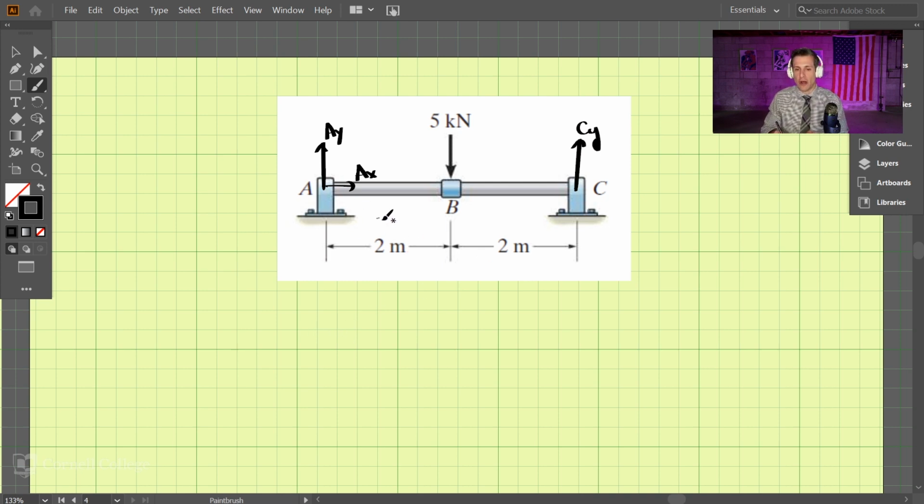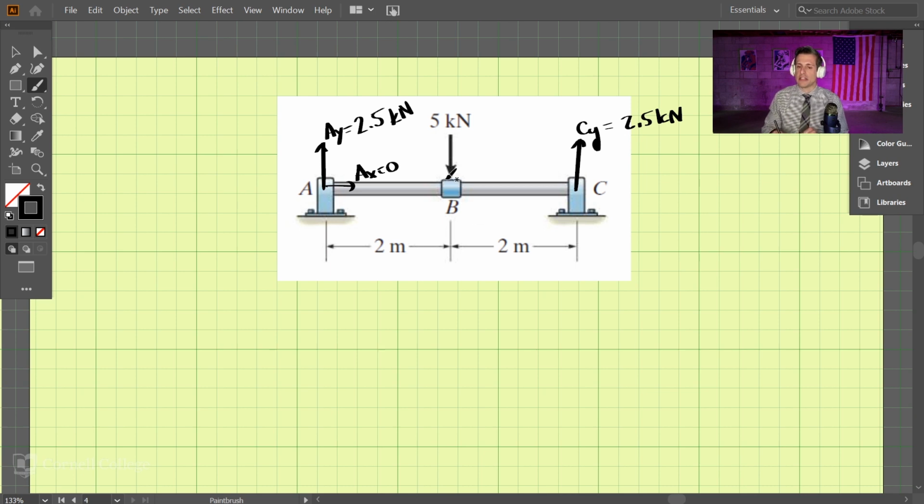Okay, so we would perform the equilibrium equations here to solve this. I think because of symmetry, you can see what's going to happen here. AX equals 0. And due to 5 kilonewtons being downward right in the middle, we have AY is going to equal 2.5 kilonewtons and CY is going to equal 2.5 kilonewtons. So I'm just going to fast track the equilibrium equations to find the supports.